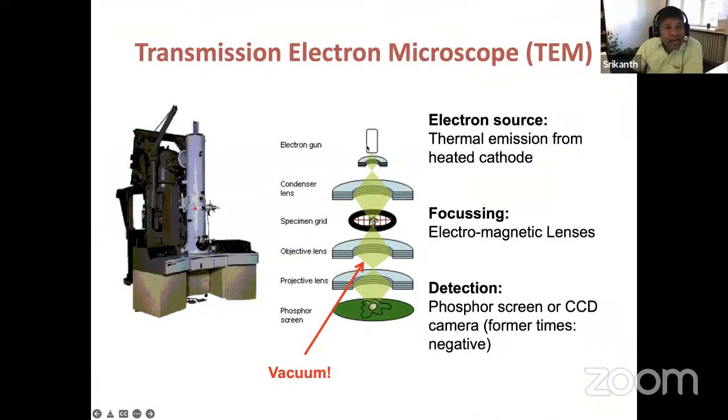So you see, this is an electron gun, where the cathode sends the electrons through the condenser lens, and then you have a specimen grid where the specimen is, and the electrons pass through the specimen grid. After that, you have a vacuum, because after the specimen it goes directly in the vacuum, to a screen.